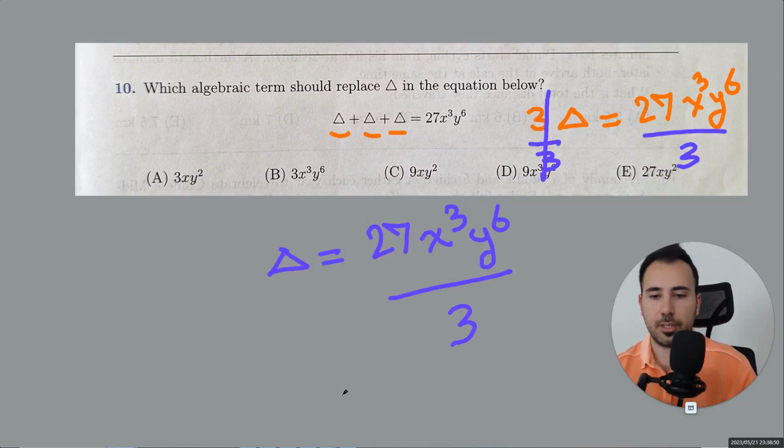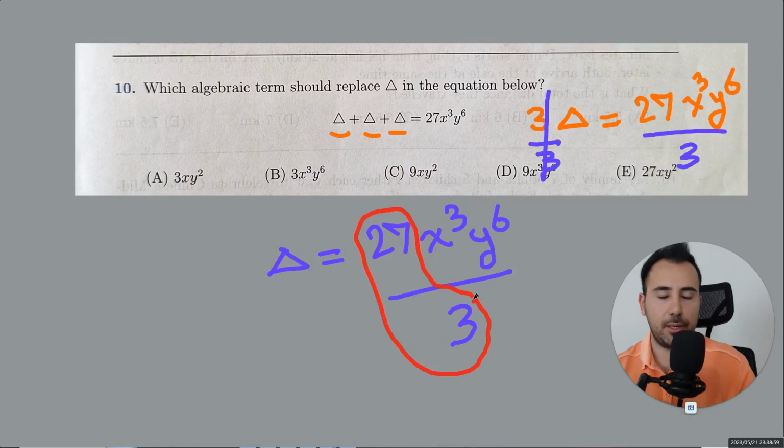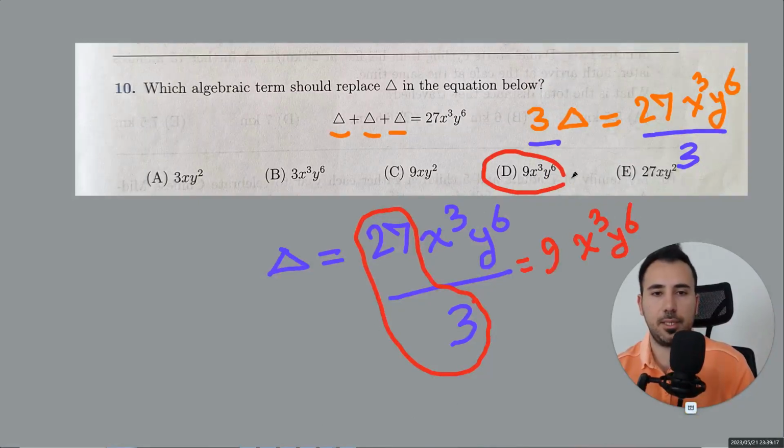So now we just have to divide these two. We're dividing the coefficients, right? We're not going to touch the variables. 27 over 3 is going to be 9. So it's going to be 9. The same thing, x cubed, y to the 6 are not going to change. So the answer will be B. I think it was easy.